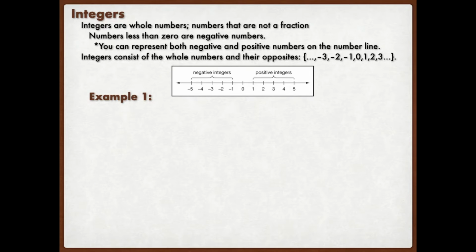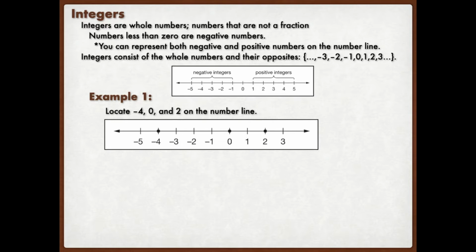These are whole numbers. Okay, let's locate -4, 0, and 2 on the number line below. We have -4, we have 0, and we have 2. And you can see those identified here. So these are all integers.